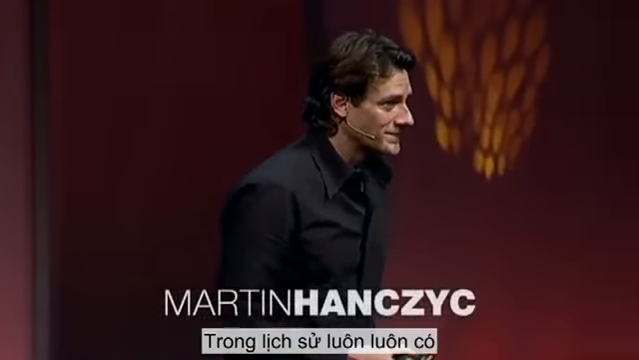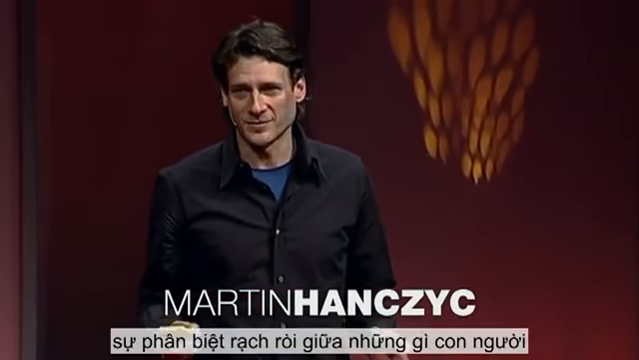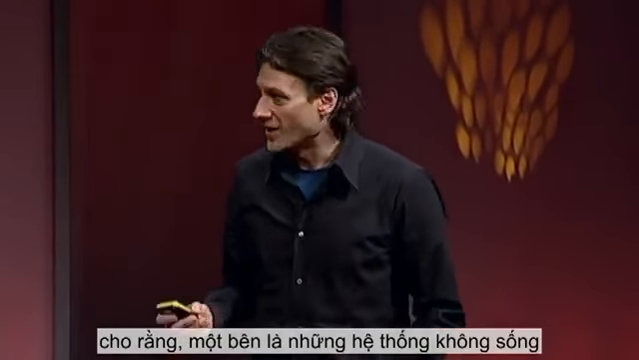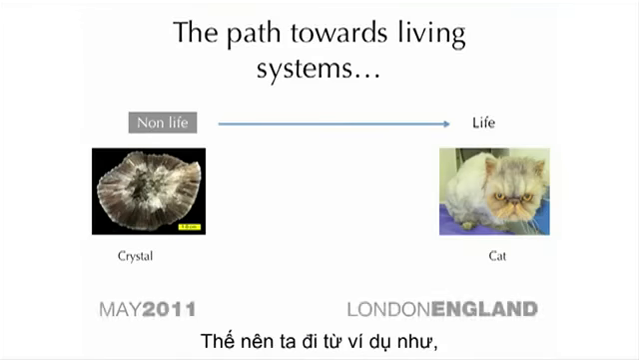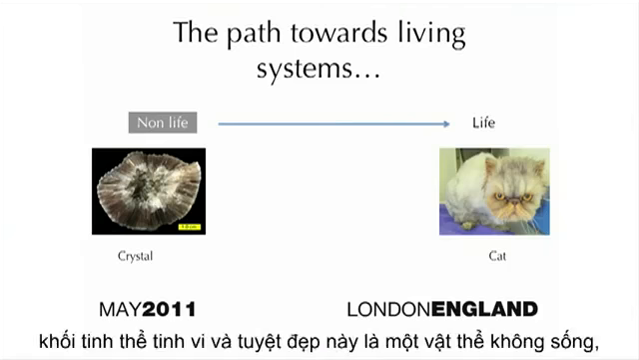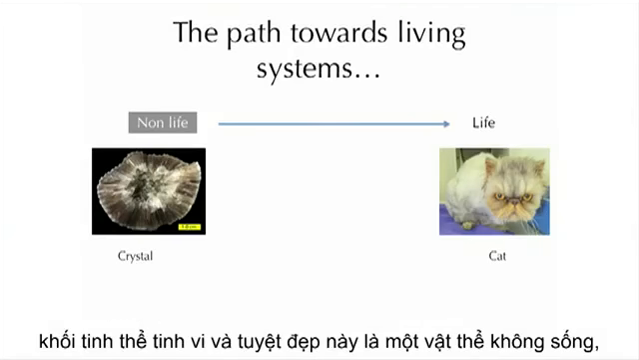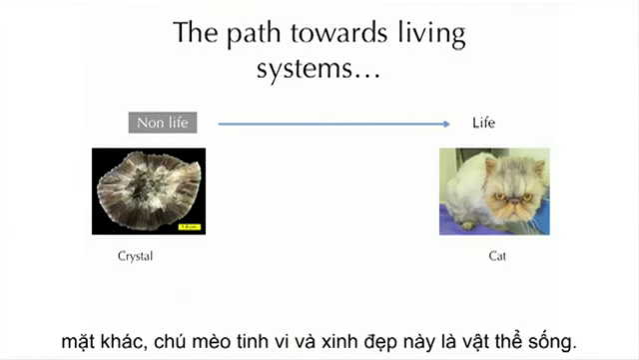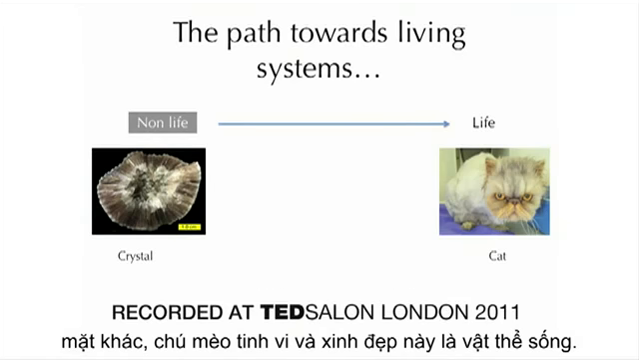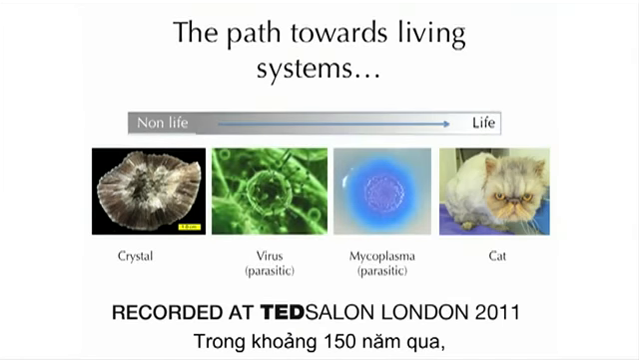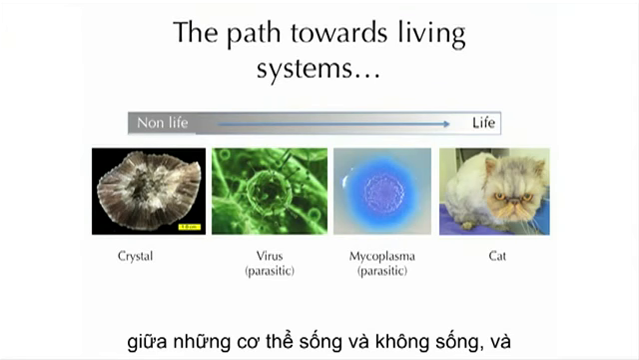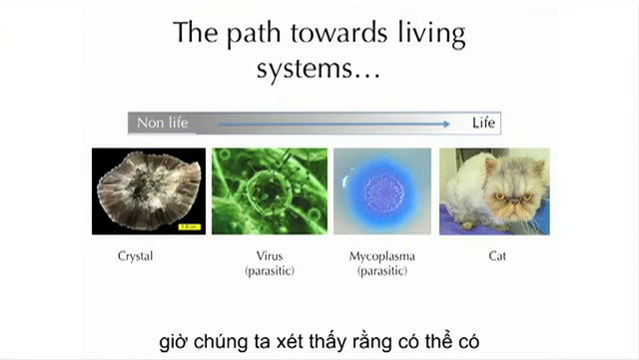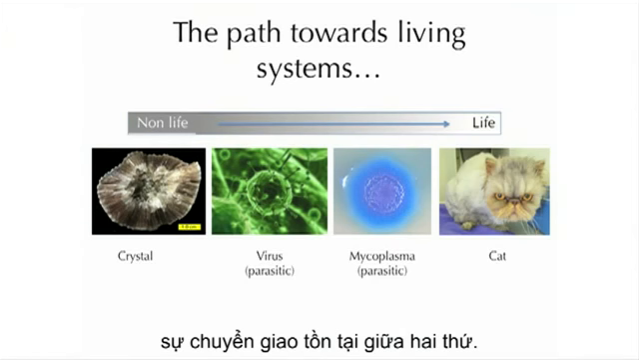So historically, there's been a huge divide between what people consider to be non-living systems on one side and living systems on the other side. So we go from, say, this beautiful and complex crystal as non-life and this rather beautiful and complex cat on the other side. Over the last 150 years or so, science has blurred this distinction between non-living and living systems, and now we consider that there may be a kind of continuum that exists between the two.